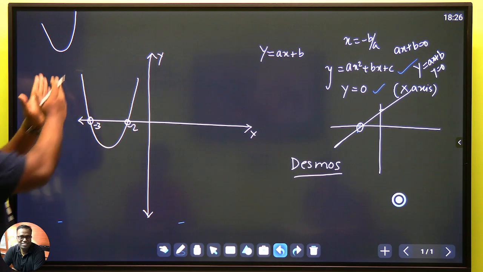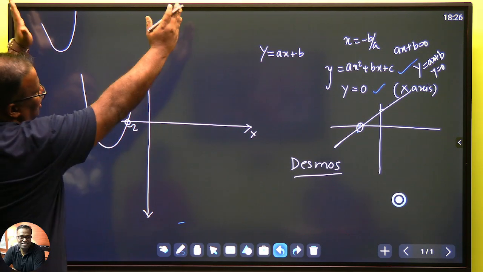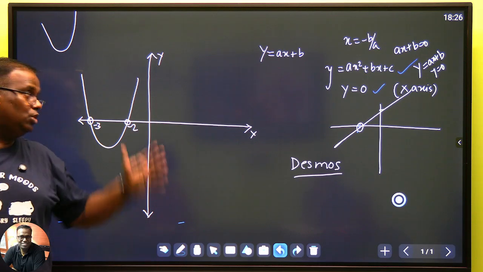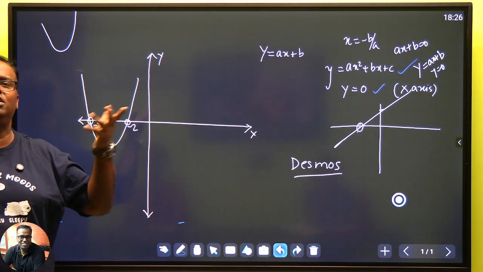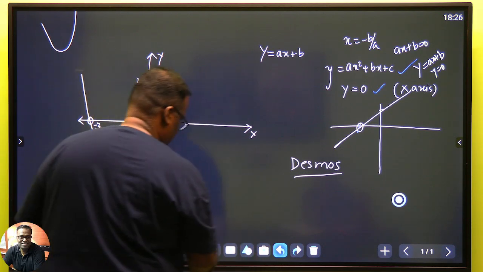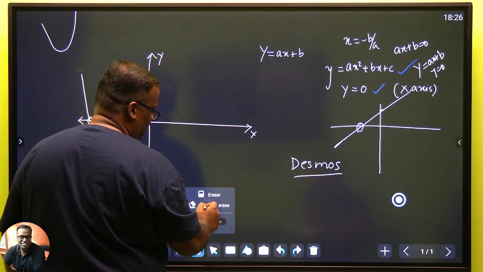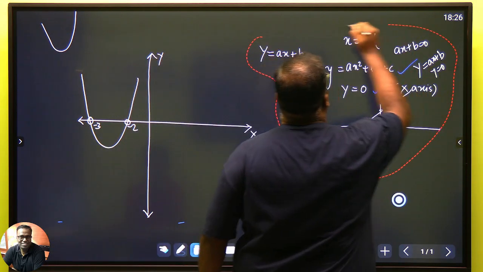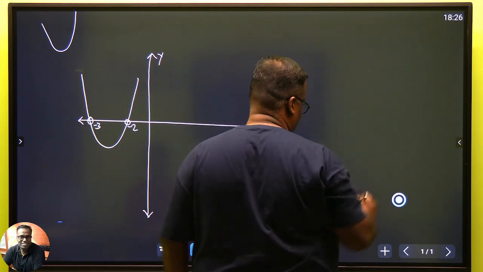From the slope, quadratic graphs will always open like this. Not downward, it opens upward. You plot y equal to x square and see. Let's plot and see. You take an equation and plot it. How is it?